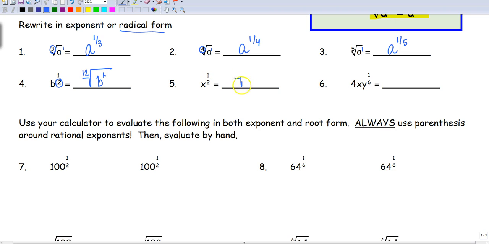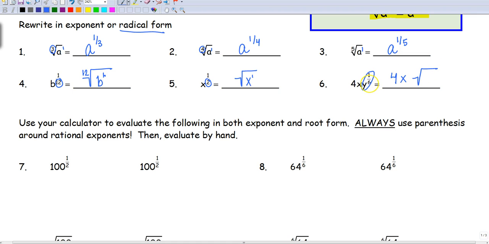X to the 1/2 power. Start with a root. Put your base. This denominator is always your index, but we normally don't put a 2. It just means it's a square root. And this is exactly the same as square root of x. Okay, number 6, you do have to be careful. Because there aren't parentheses around this, the 1/6 power is just going to the y. That means that the 4x is just hanging out, like it's not doing anything, has nothing to do with the root.